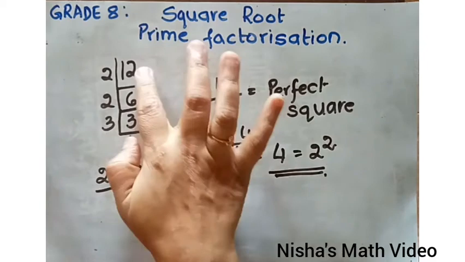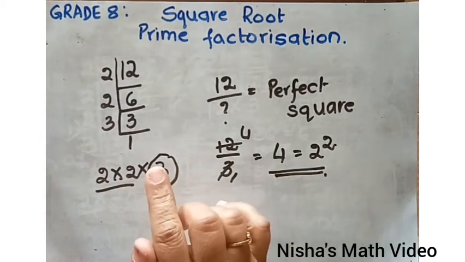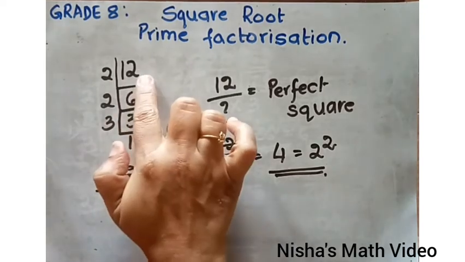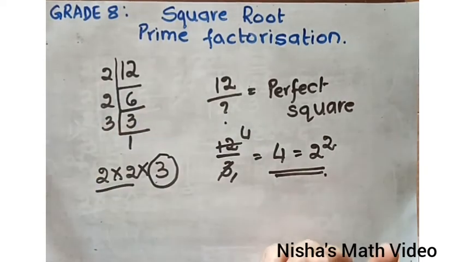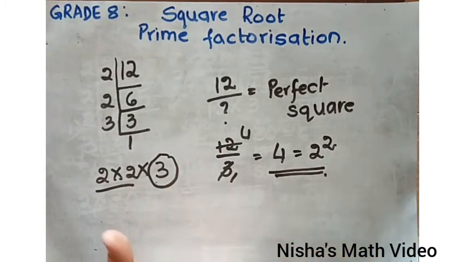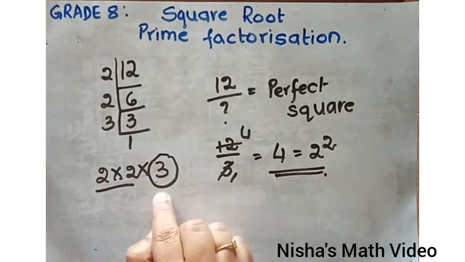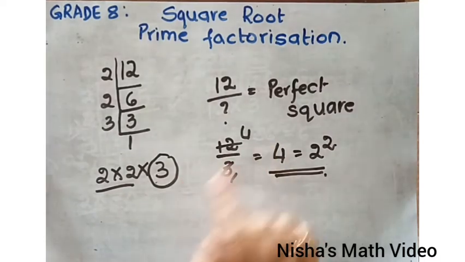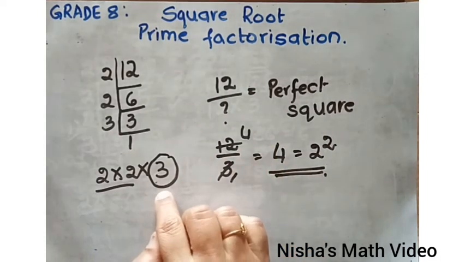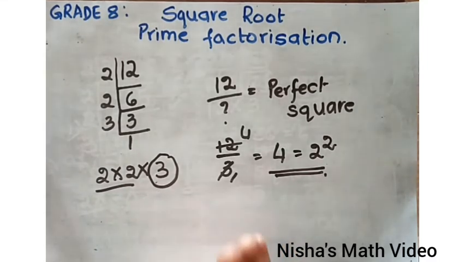So the question for non-perfect squares in prime factorization will be either: find the least number to be multiplied with the given number so as to make it a perfect square, or find the least number by which it has to be divided to make it a perfect square. In both cases, first you have to prime factorize and see what is the extra number you have. If it is to be multiplied, you should say you have to multiply it with this number. If it is to be divided, then you should say it has to be divided by this extra number.